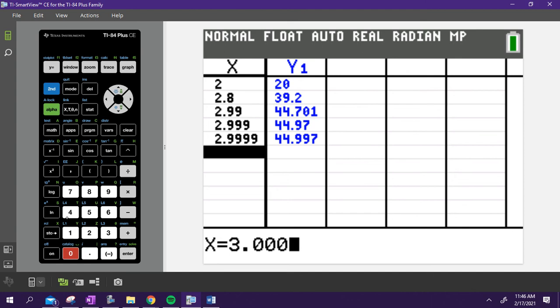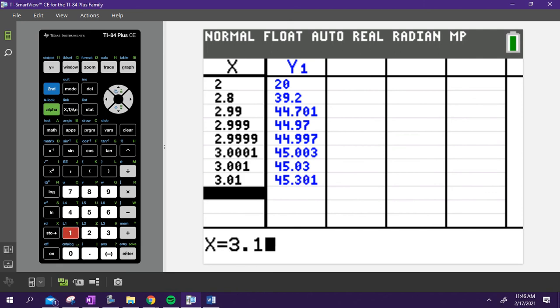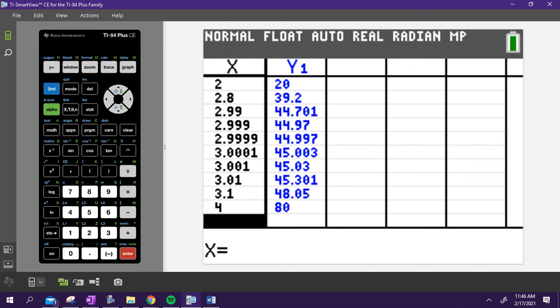3.001, that's 3, two 0s, and a 1. And then a little bit bigger than that, 3.01. And a little bigger than that, 3.1. And we could be like 5. Doesn't matter. There's my table.